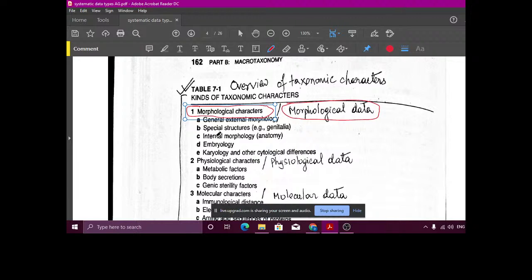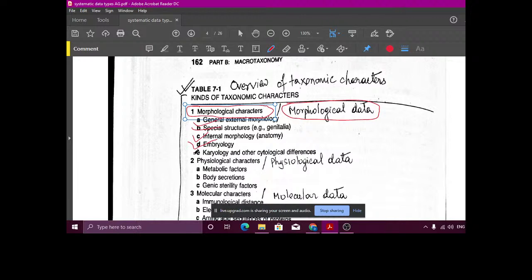That is morphology from outside. Then there can be special structures, for example the genitalia, that is an important character on the basis of which you can classify an organism, whether it belongs to this class or to that other class. Then internal morphology, also called anatomy. It can be embryology or the development. So one organism develops differently from another organism, and on the basis of these development differences, you can differentiate close species into different species.